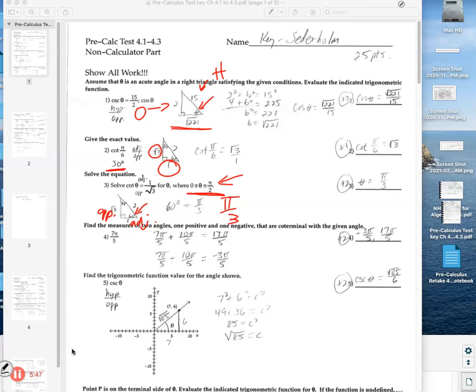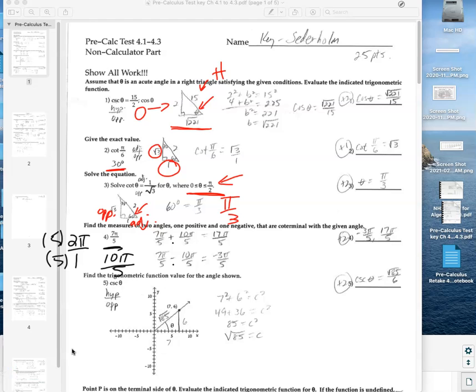Number 4 says, find the measure of two angles, one positive and one negative, that are coterminal with a given angle. And the angle is 7 pi over 5. And we know that we have to add and subtract multiples of 2 pi to make this happen. And we're going to need a common denominator of 5. So we'd have to multiply the numerator and the denominator by 5, which would make it 10 pi over 5, which is still 2 pi. And we just add and subtract 10 pi over 5 to the 7 pi over 5 to get our two coterminal angles.